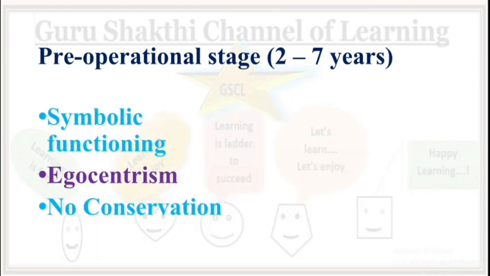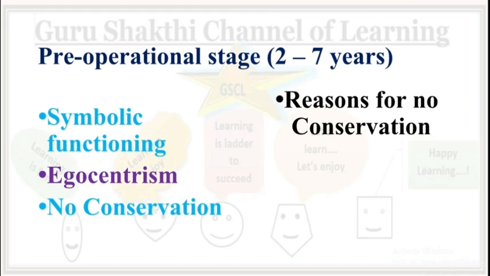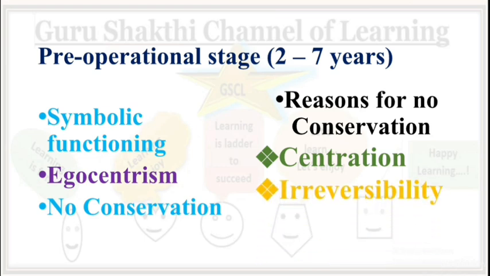Piaget says this happens due to three reasons: centration, irreversibility, and egocentrism. We know egocentrism is thinking only in one's own angle and not being able to think in terms of others' perspective. What is centration? Centration is the inability to focus on all the aspects of the problem or object.